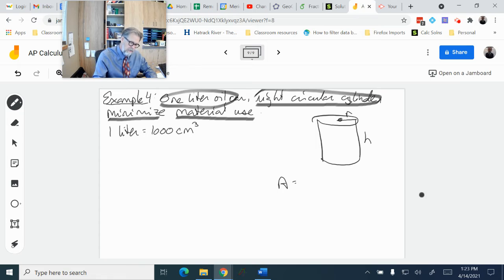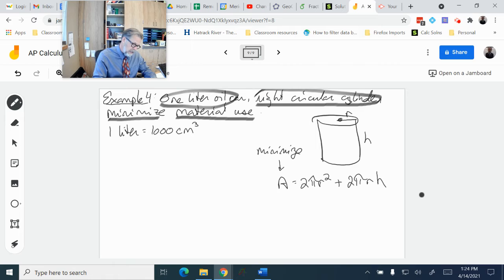And surface area of a right circular cylinder can be found by adding the top and bottom, pi r squared twice, to the can walls, the cylinder walls. Well, the cylinder walls can be found by taking the circumference of the cylinder and multiplying it by the height. So that's what I want to minimize. Now, notice that I have 2 variables, r and h, which means I need another equation because I've got 2 things that can change here.